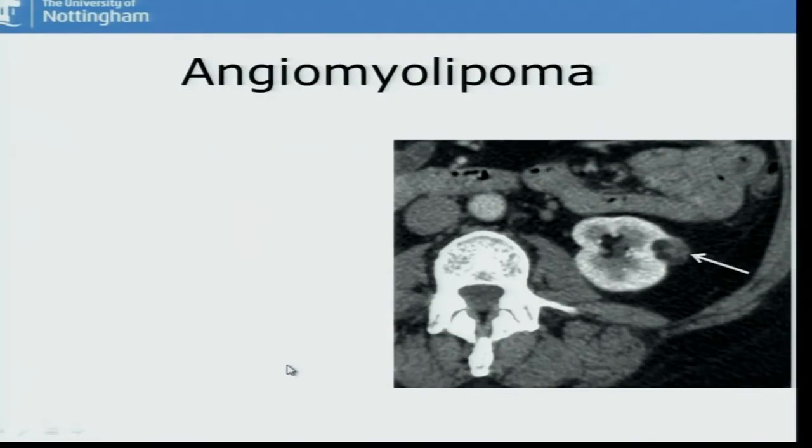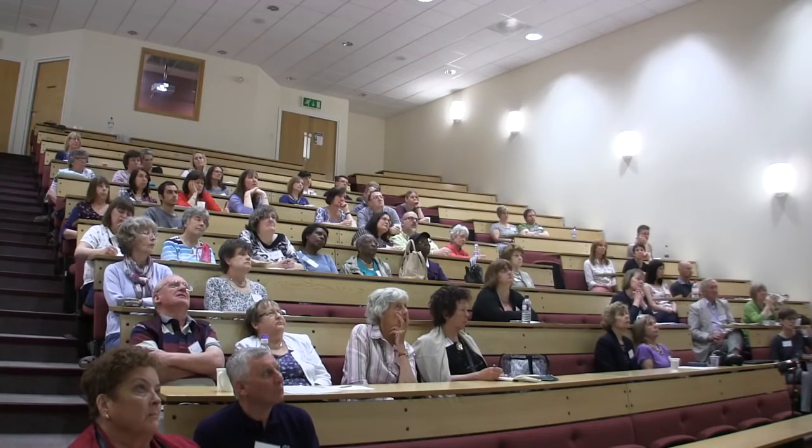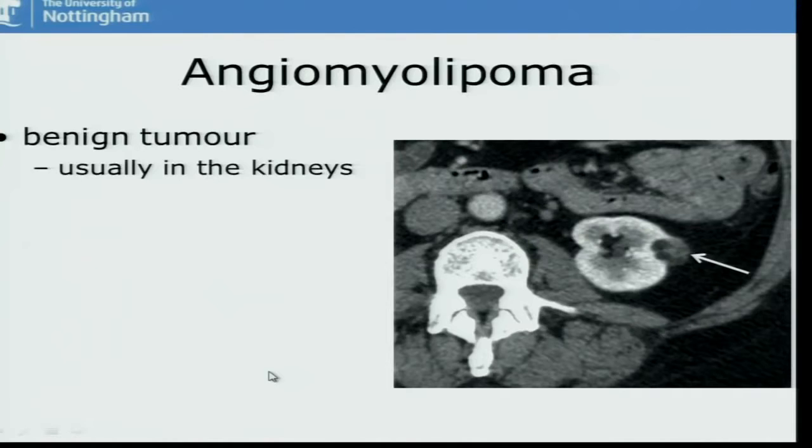Finally, angiomyolipoma is present in about half of women with LAM. It's a benign growth, usually occurs in the kidneys. This is an angiomyolipoma here, just shown by this arrow. This thing next to it, the white thing, that's the kidney. And this angiomyolipoma isn't very big. It's probably about 2 centimeters across or something.